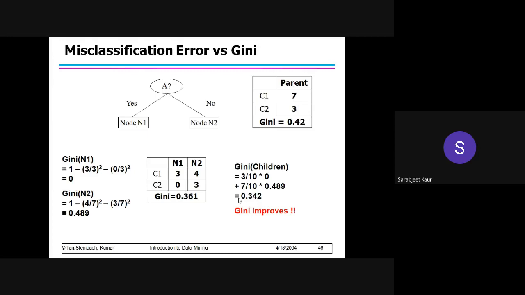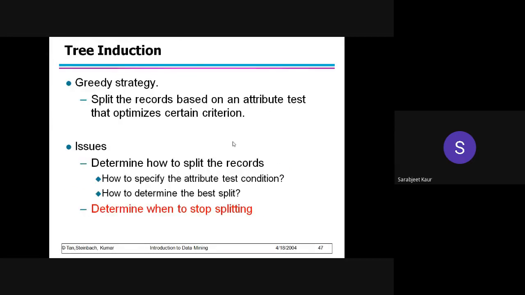This is a simple example, although this is not asked, but if you are given the same data, they may ask you to compute Gini and also compute misclassification error and tell which one is better. Whichever is lesser will obviously be better. So this is what you have to do.